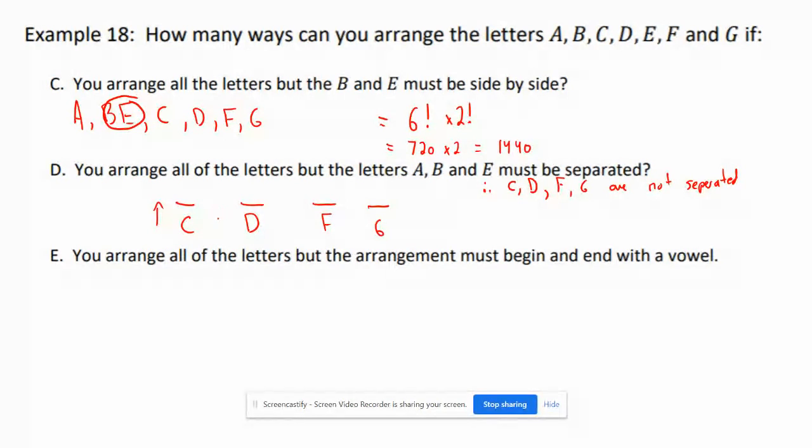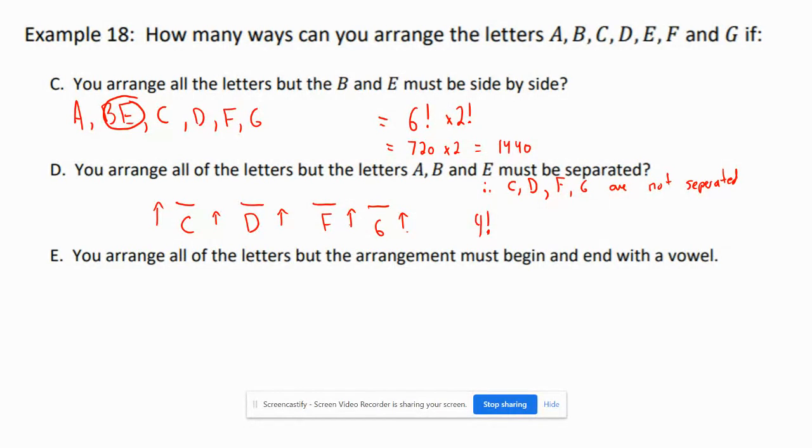But these arrows I'm going to put here, these are the spots where A, B, and E could go. So I could put an A here, a B here, and an E here, and this is going to guarantee that A, B, and E are going to be separated. I could put an A here, a B here, an E here, and again, that would make sure they're going to be separated as well. Okay, so the way this is going to work, if I'm looking at C, D, F, and G, there are 4 factorial ways of arranging C, D, F, G.